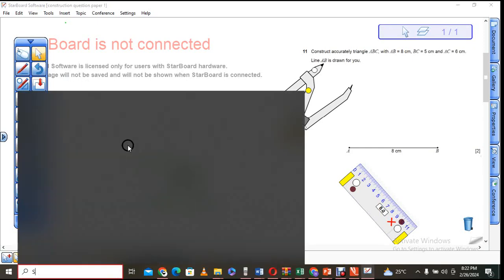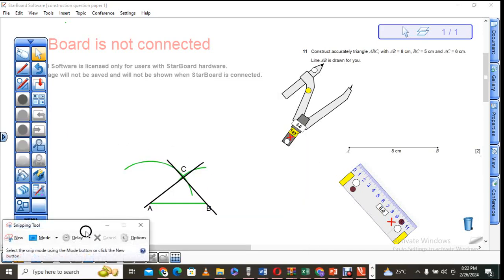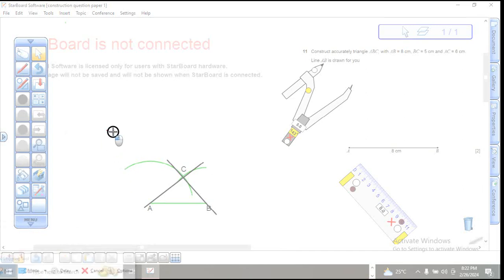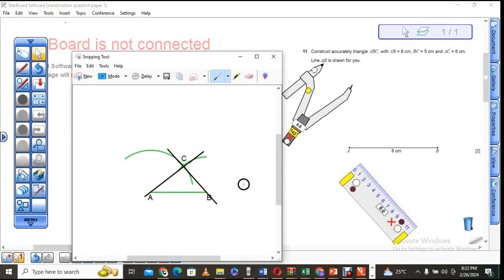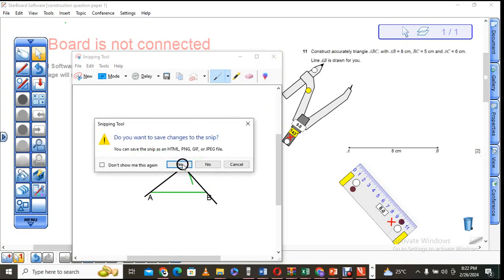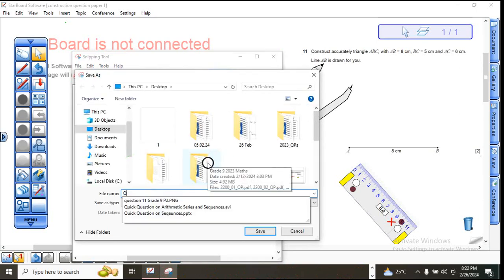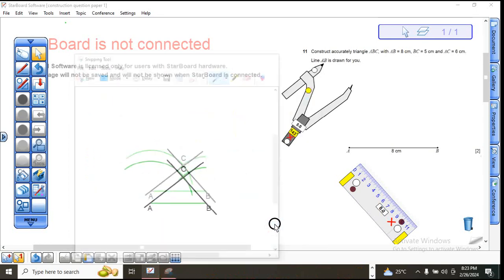So I'm just going to do a few. I'm going to snip this a bit, and I'm going to have a rectangular snip perhaps, and just so you can see exactly what is it that we're looking for. So I'm going to save this as question 11. I'm going to say save.